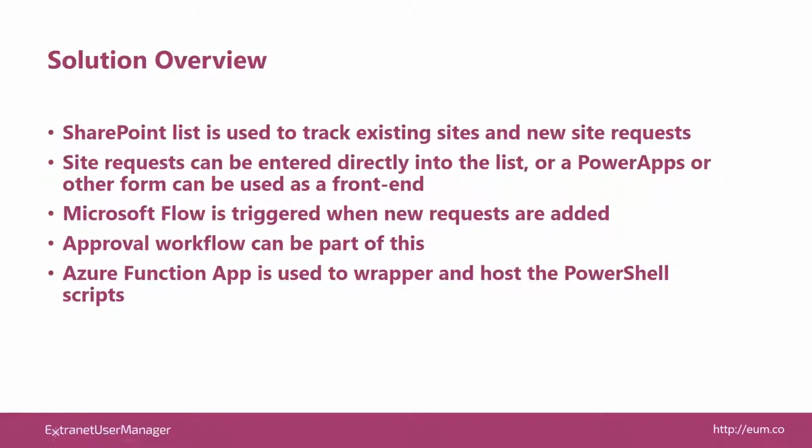When that entry gets entered into that list, Microsoft Flow, which is the cloud-based workflow solution from Microsoft, gets triggered to say, hey, there was a new request just added. It needs to go through approvals if required, and then call out to the Azure Function app to actually run the PowerShell and do the heavy lifting in terms of provisioning that site.